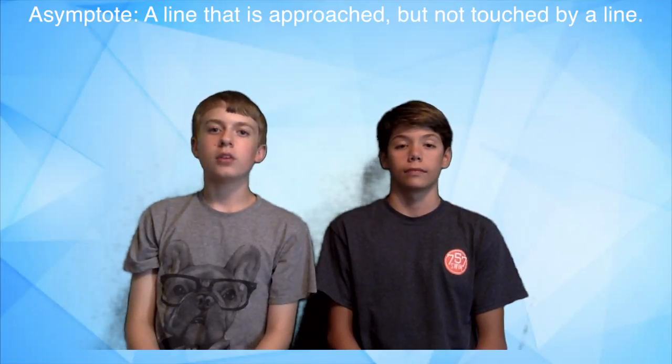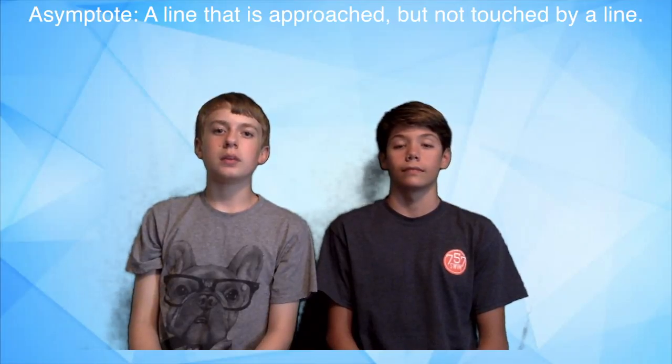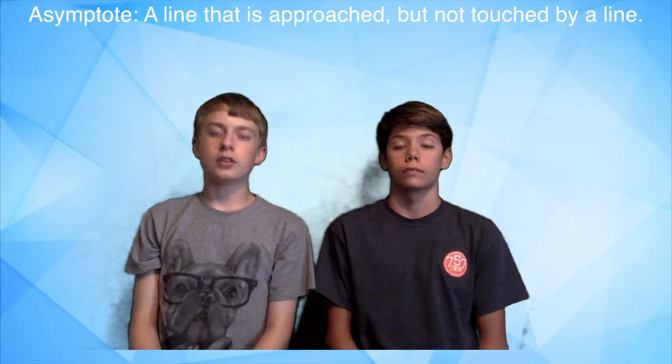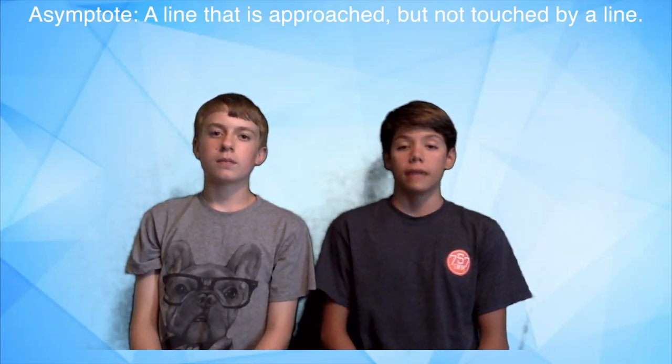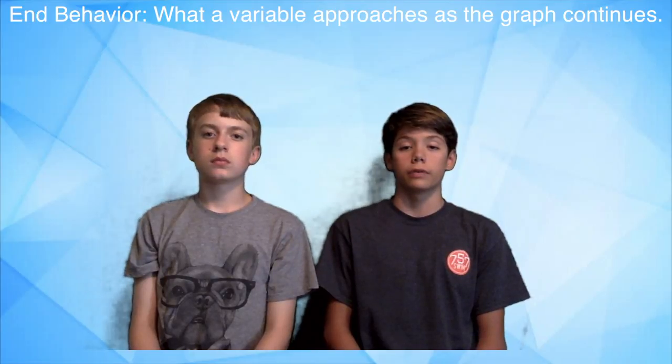Before we begin, you'll need to know some vocabulary. An asymptote is a straight line that is closely approached by a plane curve so that the perpendicular distance between them increases to zero as the distance from the origin increases to infinity. End behavior is the behavior of a graph as it approaches a given number.